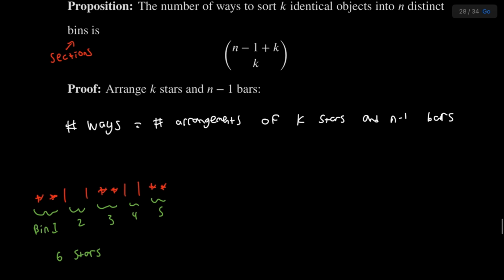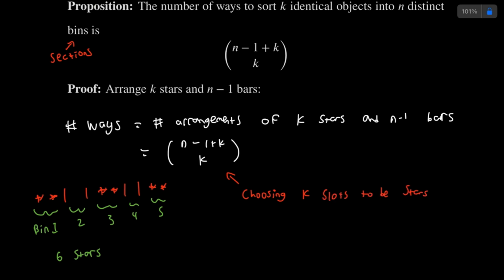But then what is the number of arrangements of k stars and n minus 1 bars? Well, I'll just write it down, but maybe I'll explain in a second why this is true. It's n minus 1 plus k choose k, because we're just choosing k slots to be stars from n minus 1 plus k total slots, right? Because we have n minus 1 bars and k stars. Okay, so nothing much really to say here. I think the previous example is pretty much the proof of this, if you'd like.